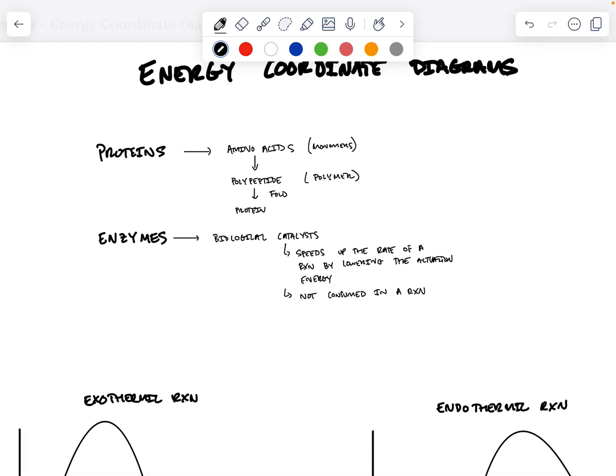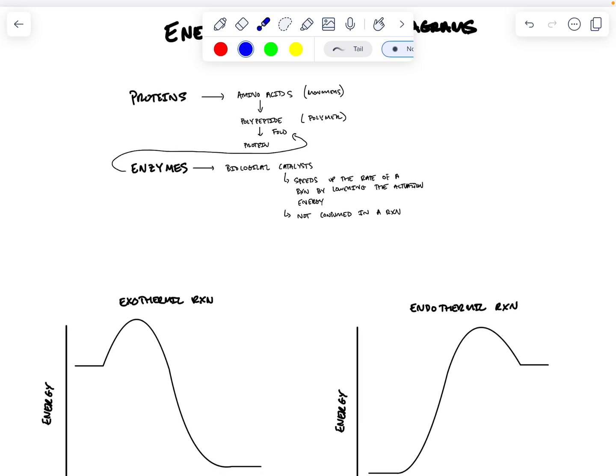So these enzymes, in order to do their job, they need to be folded in a specific shape. So in order to be biological catalysts, we need to fold them.